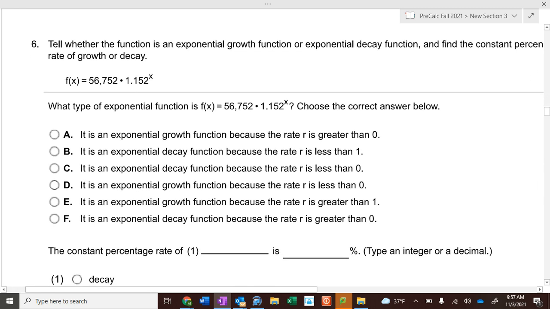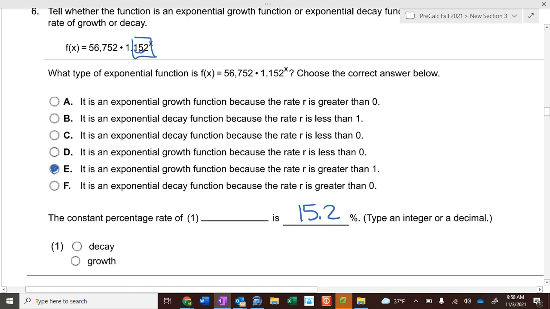Okay, exponential growth or decay? It is a growth because r is greater than 1. What's a percent of growth? What's our percent of growth there? 15.2%. You take the 1.152, move the decimal over 2 spots, 15.2.